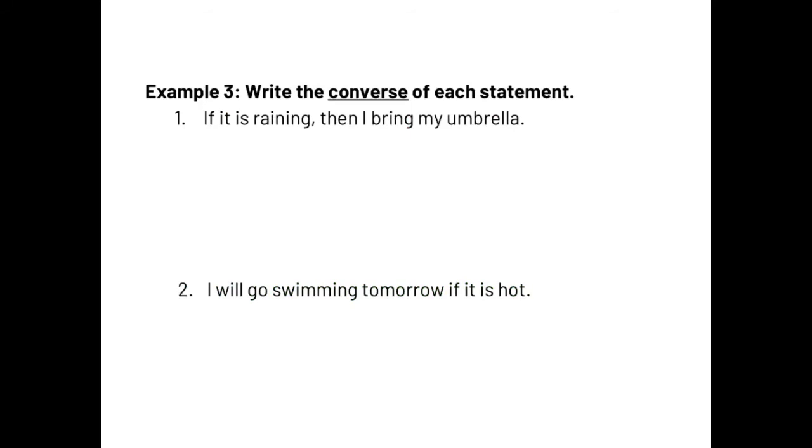So example 3 has 5 examples. We're going to go ahead and do the first 2 together. And what we need to keep in mind here is that it's asking for the converse. In order to recognize the converse, we have to remember that the premise is if P, then Q. The converse is if Q, then P. So this is what we're going to be interested in.